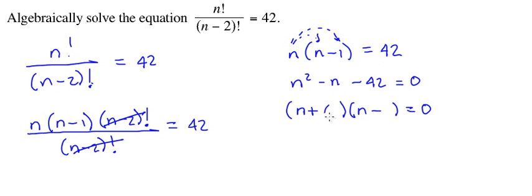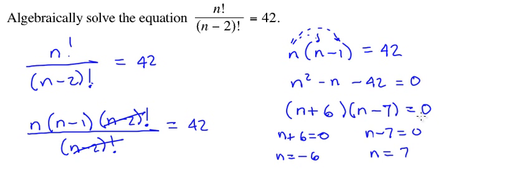Time's up. It's n plus 6 and n minus 7. Now, that gives us two solutions here. We could have n plus 6 equals 0, which means that n is negative 6, or we could have n minus 7 equals 0, which means that n is 7. Are both of those answers valid?